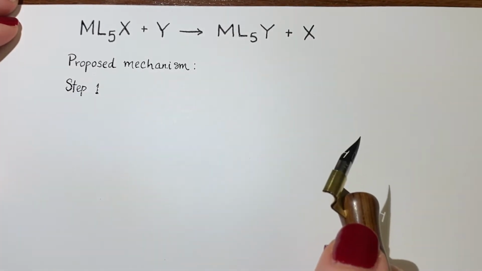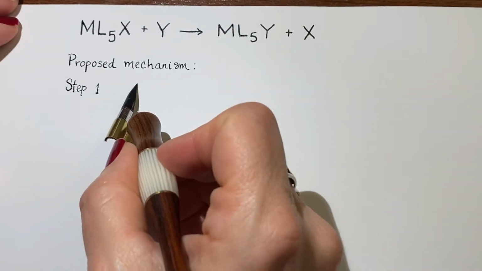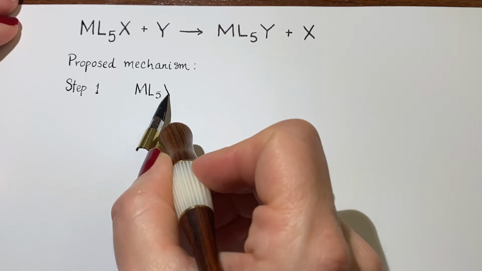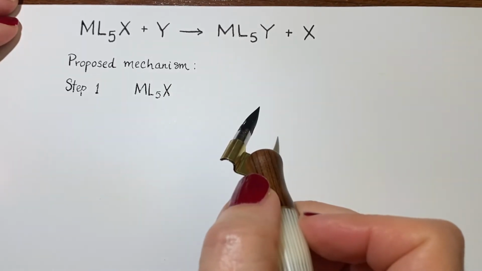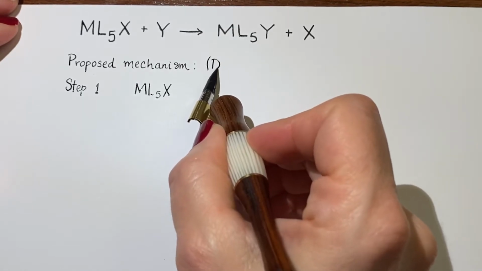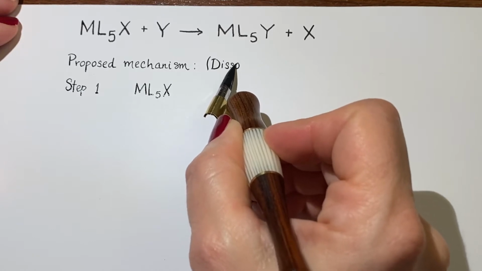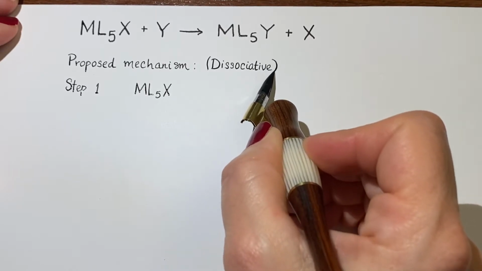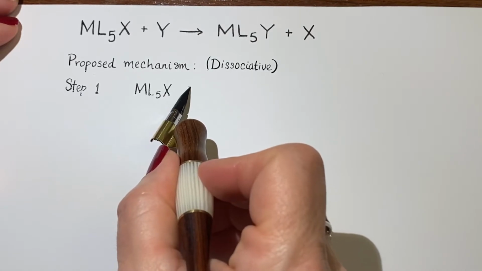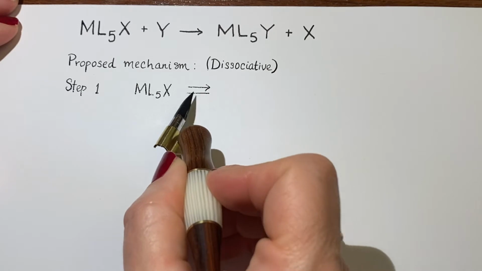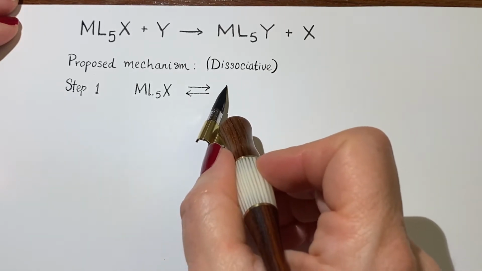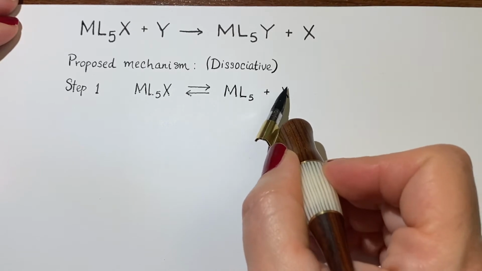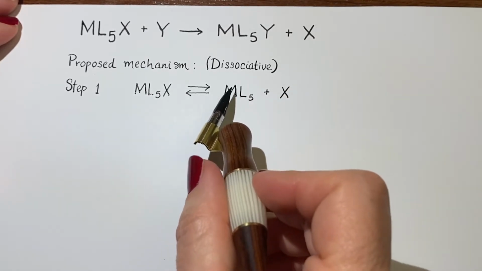is a fast equilibrium. This is a very common thing that happens in coordination chemistry with ligand exchange reactions, where the starting compound here, and I'll put here, this is for dissociative, because this would look different if it were associative. So what we're looking at is a fast equilibrium, where the leaving ligand dissociates and creates this short-lived intermediate.